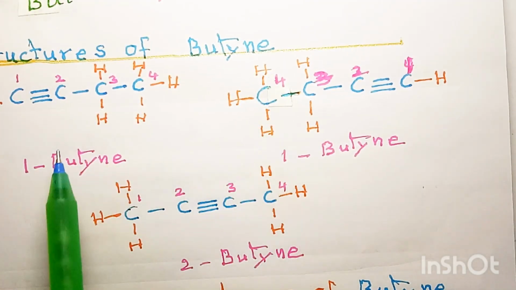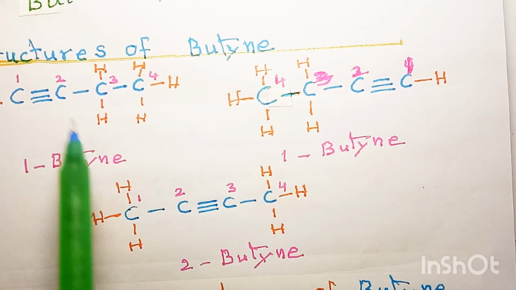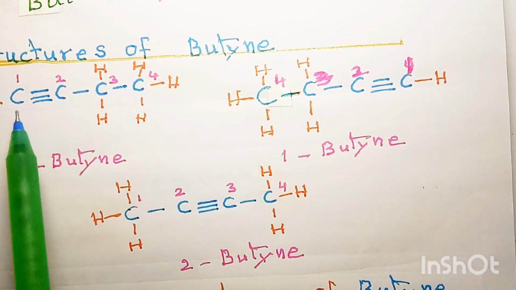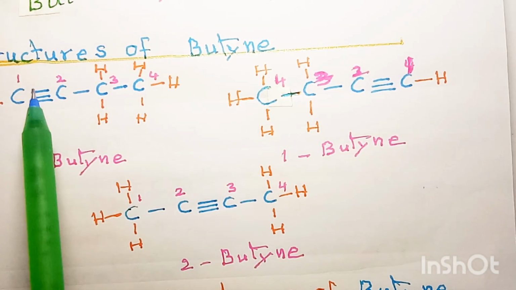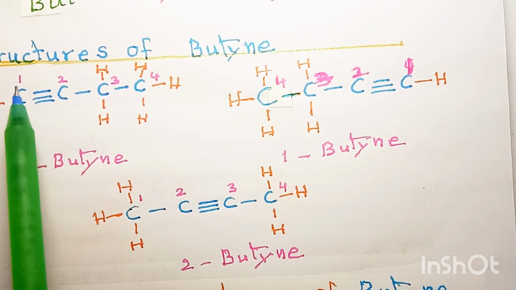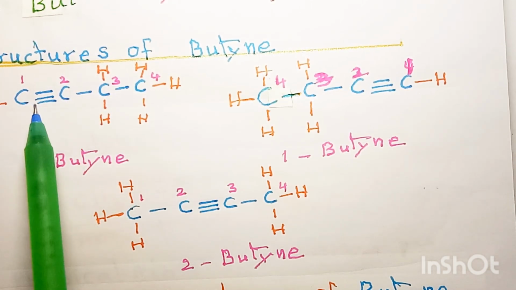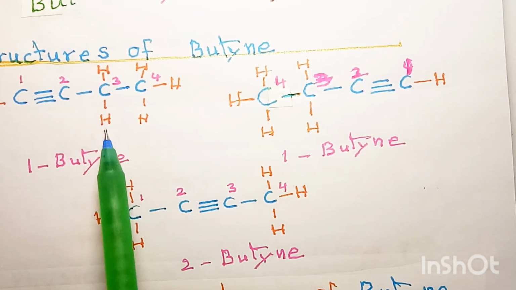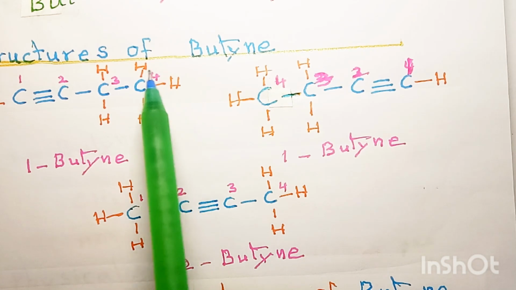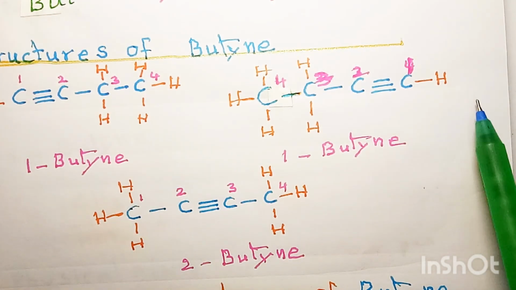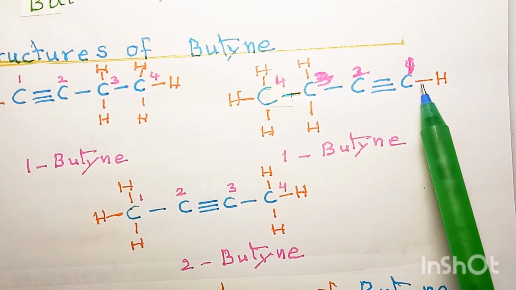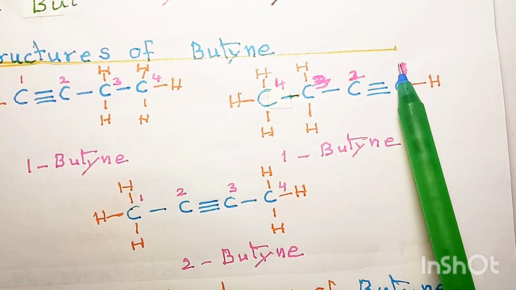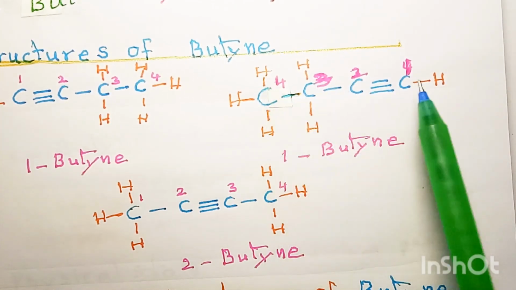We can draw two types of structure for butyne. In one, the triple bond is between first carbon and second carbon, so it is called 1-butyne. Here there will be one hydrogen atom, here 2 hydrogen atoms, and 3 hydrogen atoms for the fourth carbon. Similarly, from this side, this carbon atom will be called 1, and this 2, 3 and 4.